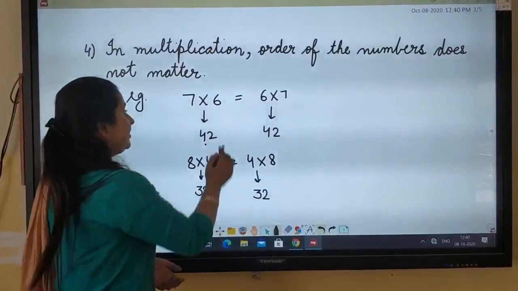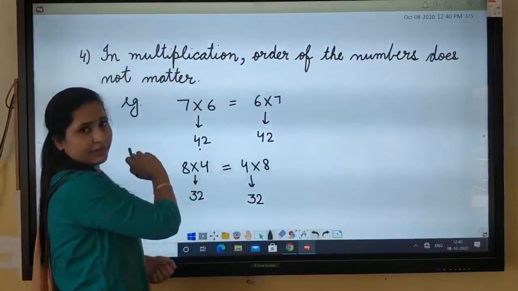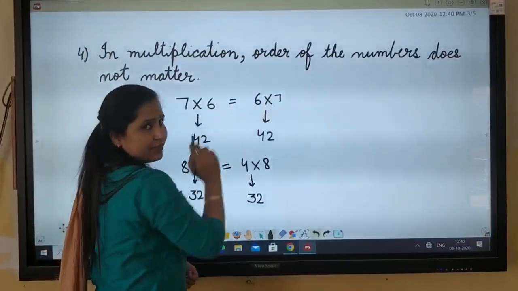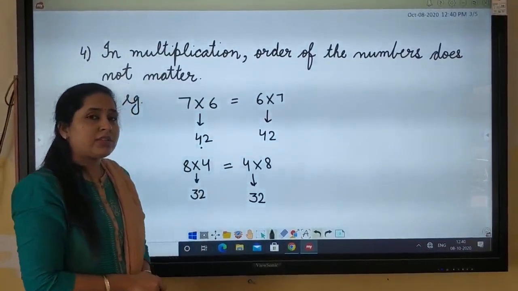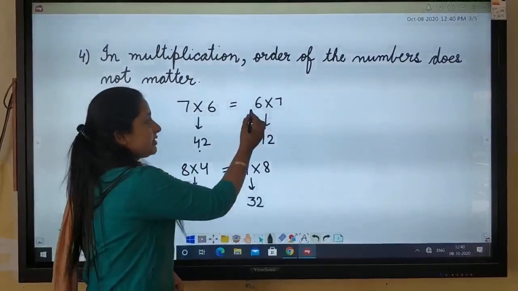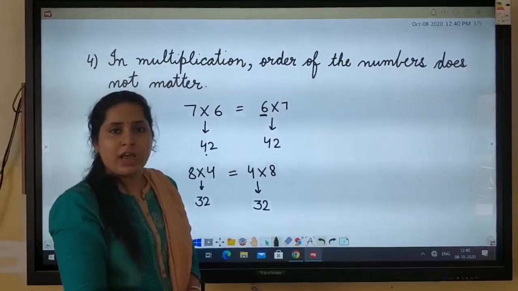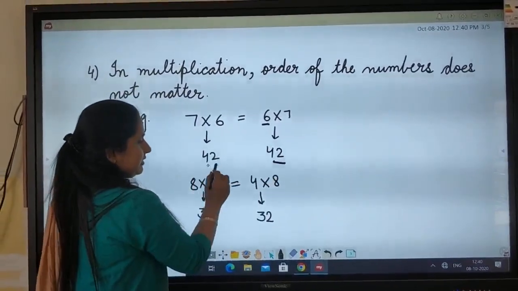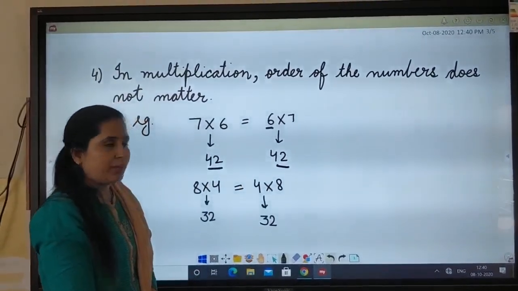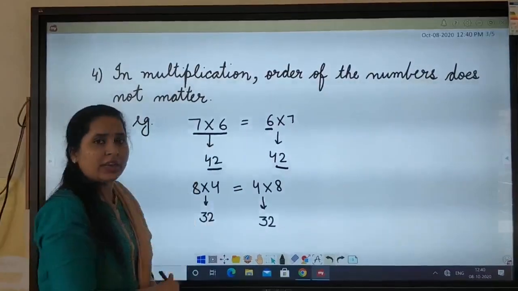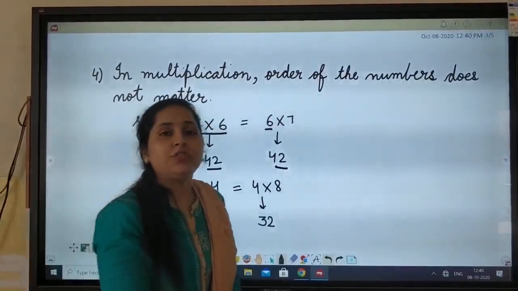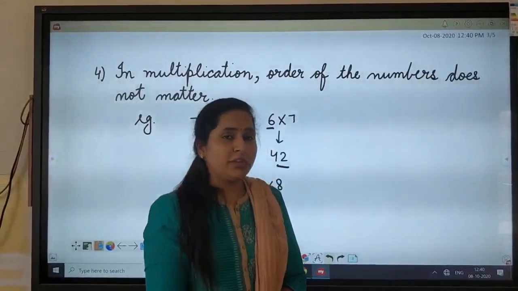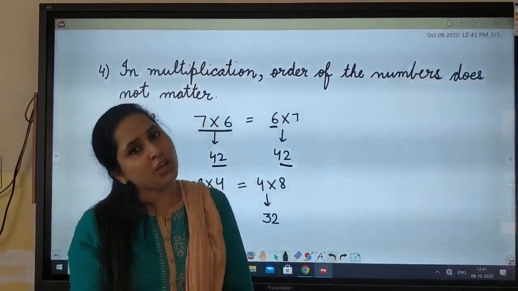But if I write 6 first and then 7, meaning 6 multiplied by 7, we have to find the answer from the table of 6 now because 6 is written first. 6 sevens are 42. So in both cases, the answer is the same, 42 only. So it means we can write these two numbers in any order. Whenever you have to multiply any two numbers, you can multiply them in any order.